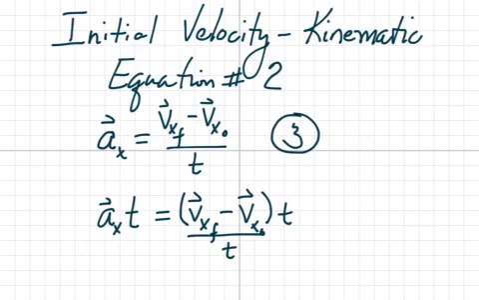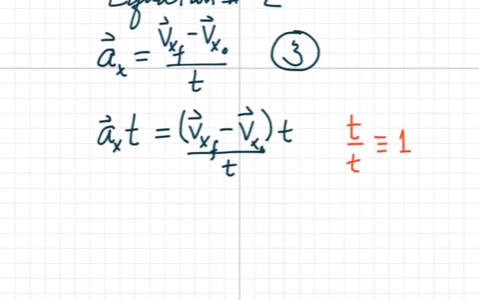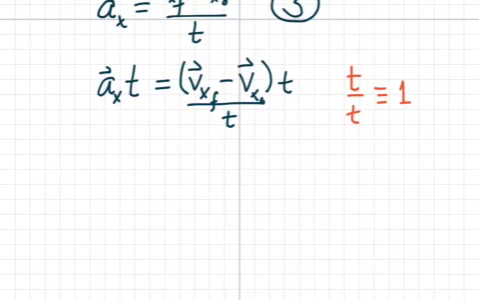So what happens to this t and this t? Well, those two cancel out. Know that t over t is identical to 1. In fact, anything over anything is identical to 1. So we're going to use this bit of information, and we're going to proceed.